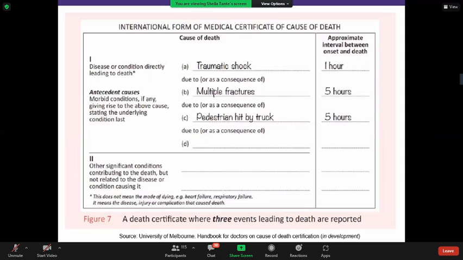Okay. So for example, on that incident earlier, a man was hit by a truck. The underlying cause, which is the C, was the pedestrian hit by the truck. The direct cause was the traumatic shock, due to multiple fractures as the antecedent cause, and due to the underlying cause, which is the pedestrian hit by truck. So this pedestrian hit by truck, as was shown in the slide before, is the one that is being focused for public health intervention. Okay? Because you cannot do a public health intervention on the multiple fractures because it's already a consequence of the person or pedestrian being hit by the truck.